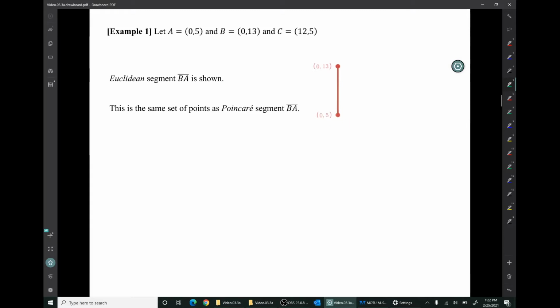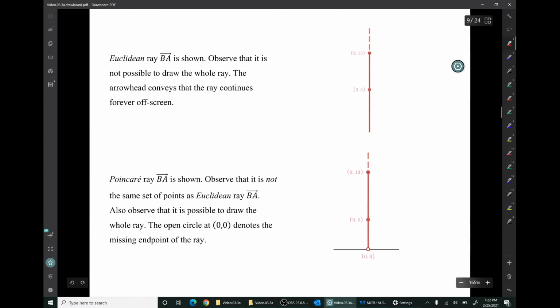Let's do some basic examples. If we let A be the point (0, 5), and B be the point (0, 13), and C be the point (12, 5), then Euclidean segment BA is shown in this drawing. That's the same set of points as Poincare segment BA. Euclidean ray BA is shown here. We label the letters, and I put an arrowhead here to indicate that this keeps going off screen.